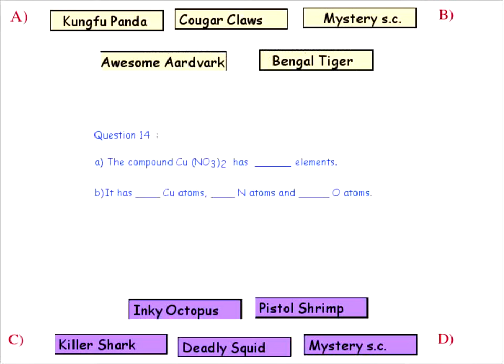So, moving on to the question, this compound, we're looking at a different compound here, has how many elements? Again, it has 3, Cu, N, and O. How many Cus? We have 1. How many N's? We have 2, because we have 2 outside the brackets. How many O's? There are 6, because it's 2 multiplied by 3. Okay, so whatever is outside the brackets, we multiply by everything that's inside the brackets.